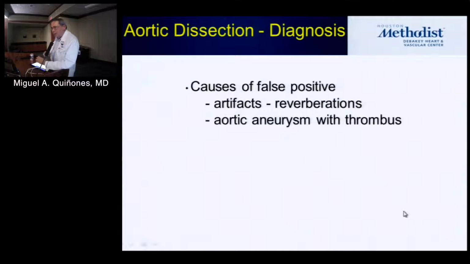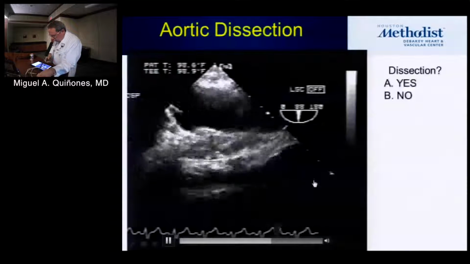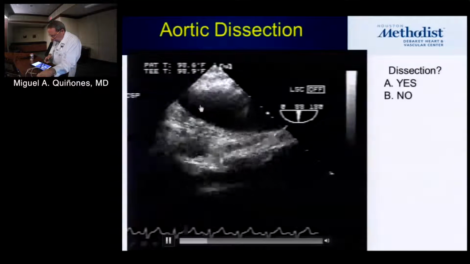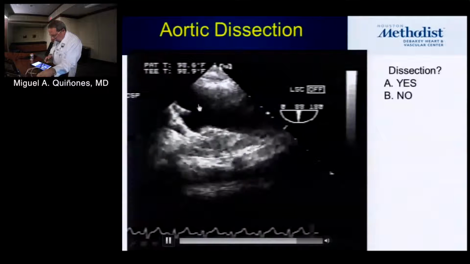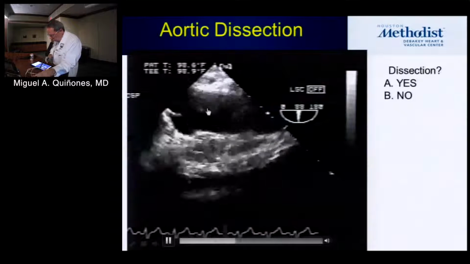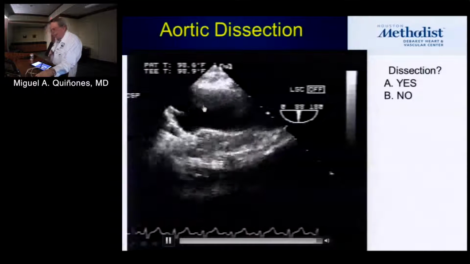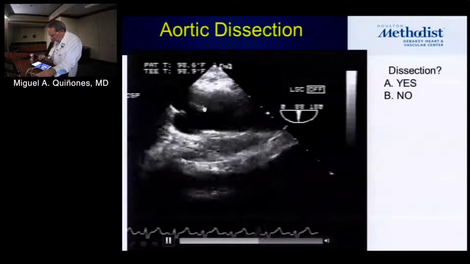False positive is 99% of the time artifacts. Occasionally, if you have an aortic aneurysm with a thrombus, it could kind of look alike, but most of the time you can take care of that one. It's really the artifacts that can be a problem. Like this one, okay? So you see that thing jumping there. Is that a dissection? Okay? You say, whoops, let's stop and look, because clearly that will catch your eye the first time you see it. So is it yes or no?